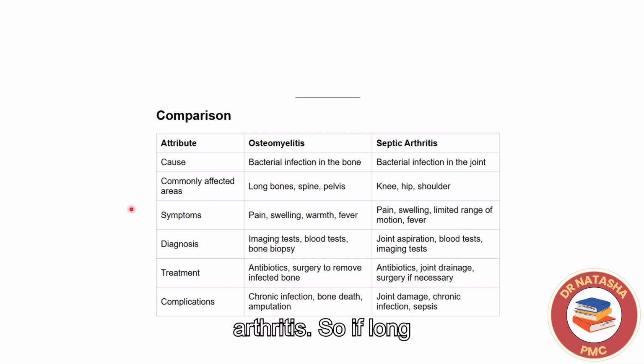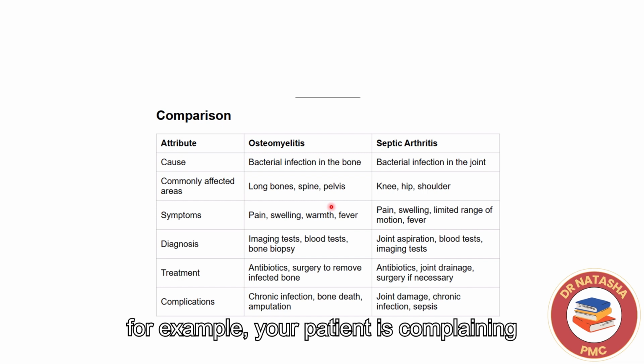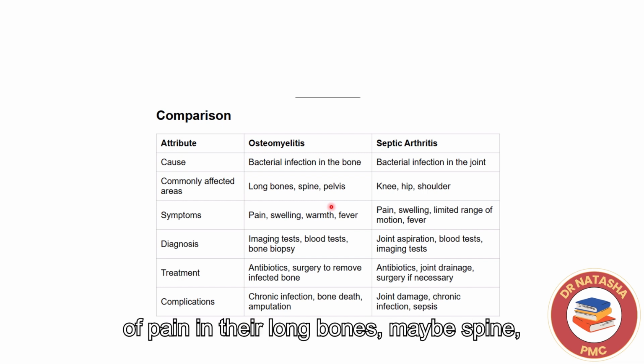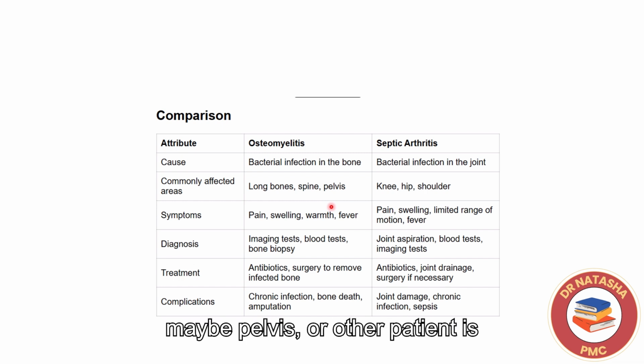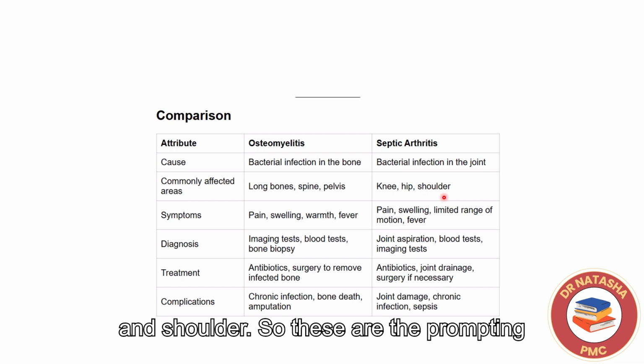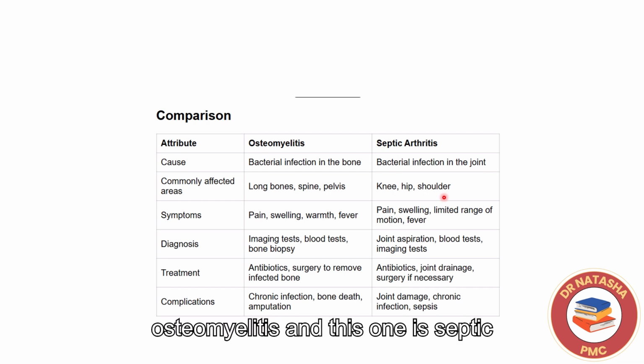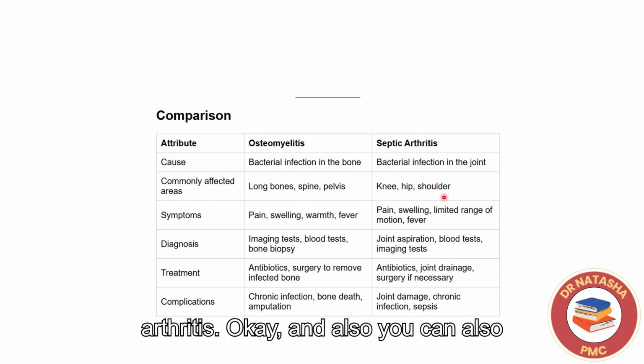The area is basically the main thing by which we can assess whether the patient has osteomyelitis or septic arthritis. If long bones, spine and pelvis are involved, for example, your patient is complaining of pain in their long bones, maybe spine, maybe pelvis, or another patient is complaining of pain in joints, knee, hip, and shoulder. These are the prompting points where you can decide, oh yes, this one could be a case of osteomyelitis and this one is septic arthritis.